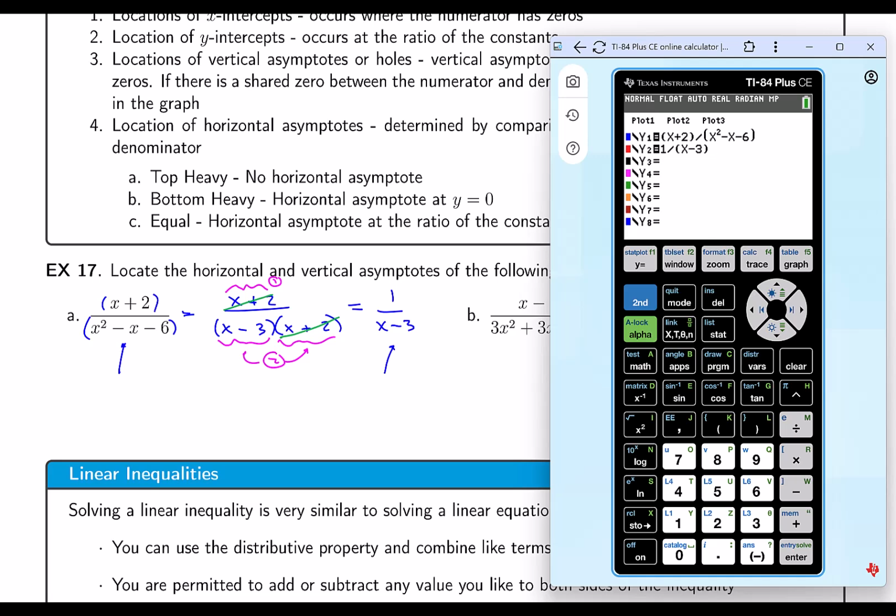Okay, now in blue, I have the original graph. In red, I have the new graph. Sorry, my window needs to be reset. Let me hit zoom 6 for the default. It was quick, but you should see that there was the blue graph and then the red graph was mapped over top of it. They're the exact same graph. That's why you don't see a blue one right now. And that tells you that you did the correct algebra.